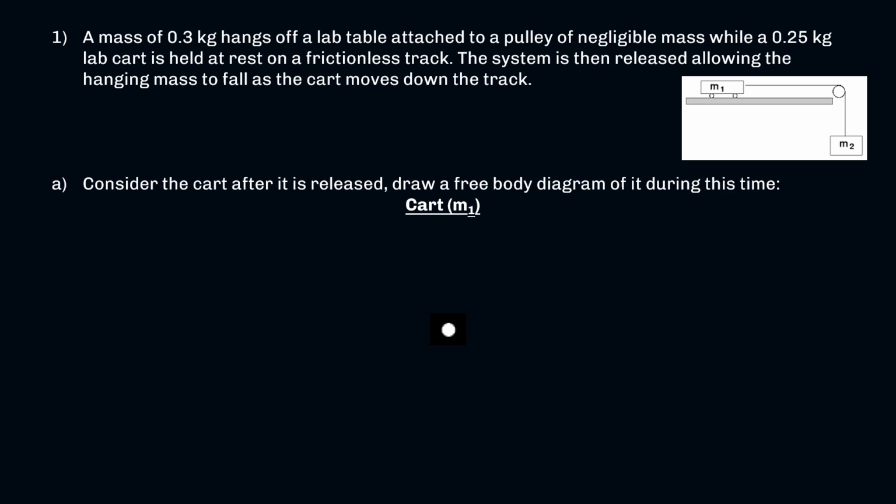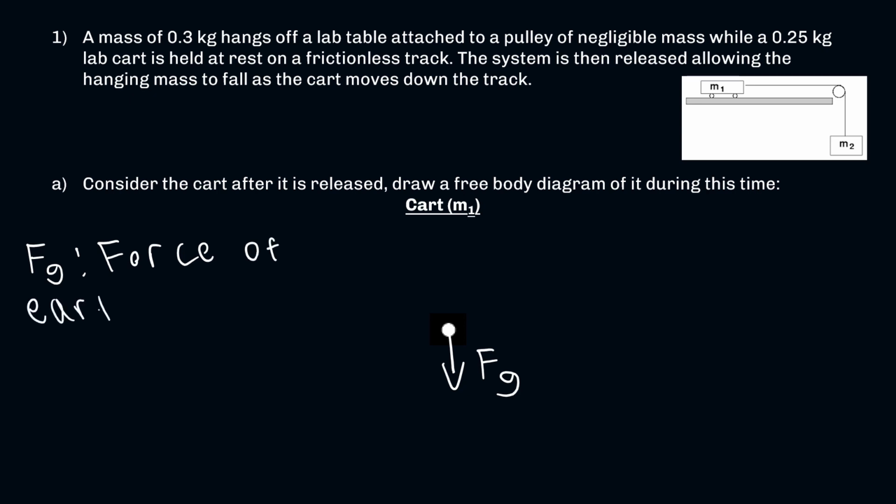So here in part A, we're just going to draw a free body diagram of the cart after it is released. It's a frictionless track, so we know there's no friction here. For the cart, the first force I'm always going to have on Earth is Fg, which is straight downwards. Fg is the force of Earth on the cart.